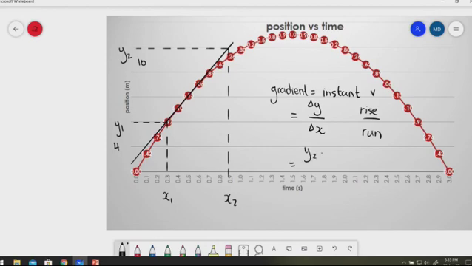So I'm going to go y2 minus y1 over x2 minus x1. Please make sure that if y2 is first, x2 has to be first. And if y1 is second, then x1 has to be second. I'm going to substitute these values in, and I'm going to get 10 minus 4 over 0.9 minus 0.3.